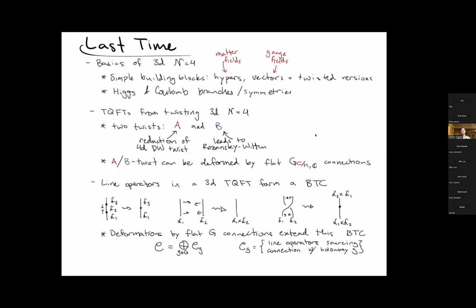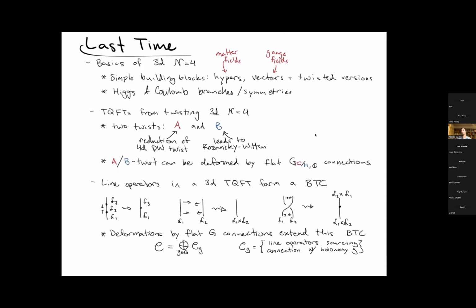Within these 3D N=4 quantum field theories, there are two particularly important moduli spaces of vacua, called the Higgs and Coulomb branches. And they serve distinguished roles in the context of topological twisting. Each of these is a hyperkähler manifold, or for our purposes, essentially just a holomorphic symplectic manifold. And there are interesting symmetry groups that act on them that we called the Higgs and Coulomb branch flavor symmetries, denoted G_C and G_H for Coulomb and Higgs respectively.